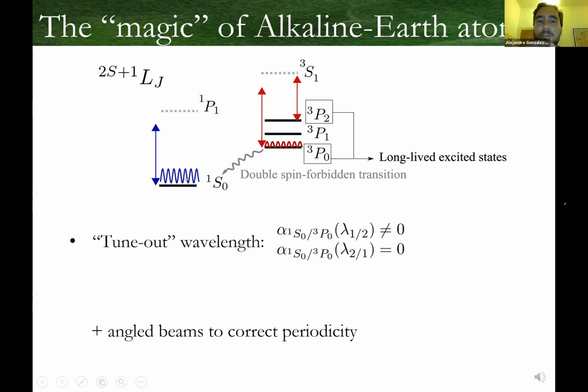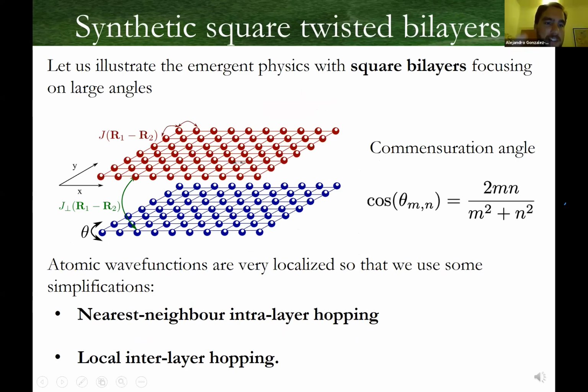So let me illustrate now what kind of physics emerges from this, for example, for these square bilayers. To make the calculations, it will be mostly band structure calculations and density of states. I will make some brute force simplifications. So I will assume that I only have nearest neighbor intralayer hopping, and that the interlayer hopping is only local. So only when the atoms sit on top of each other are they able to exchange interactions between the two. So this is, for example, a figure that illustrates this physics that I wanted to explore.